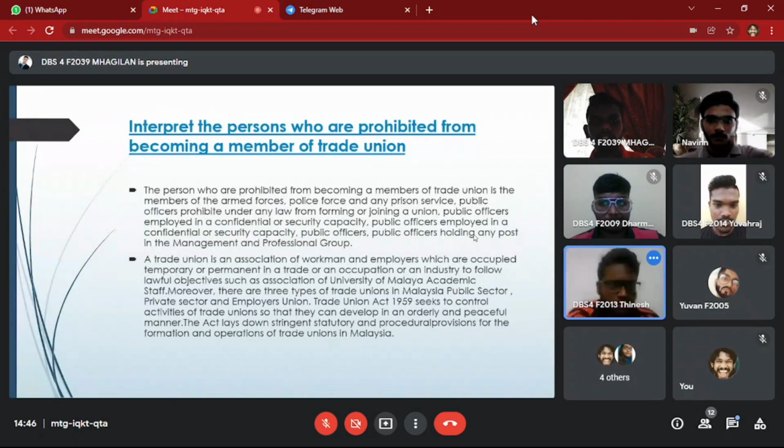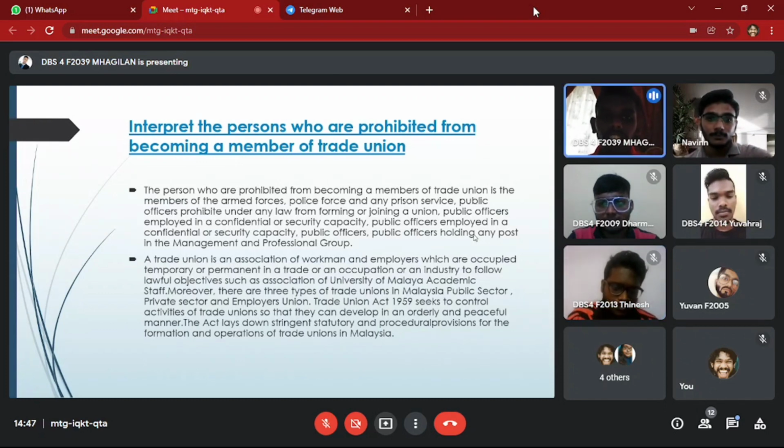Thank you, Naveen. Now I'm going to talk about the question: interpret the persons who are prohibited from becoming a member of a trade union. The persons who are prohibited from becoming members of a trade union are the armed forces, police force, and any prison service. Public officers prohibited under any law from forming or joining a union. Public officers employed in a confidential or security capacity. Public officers and officers holding any post in the management and professional group.